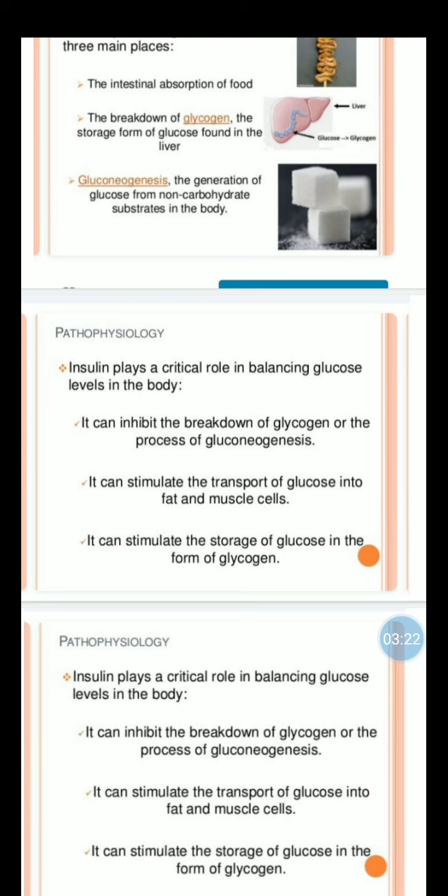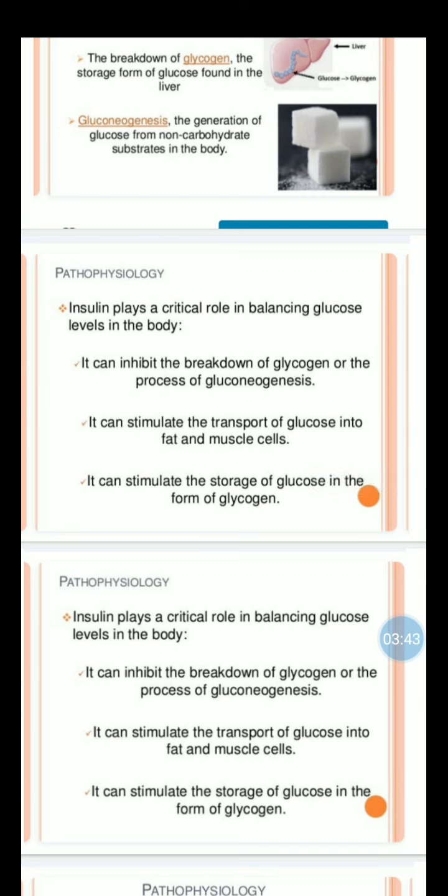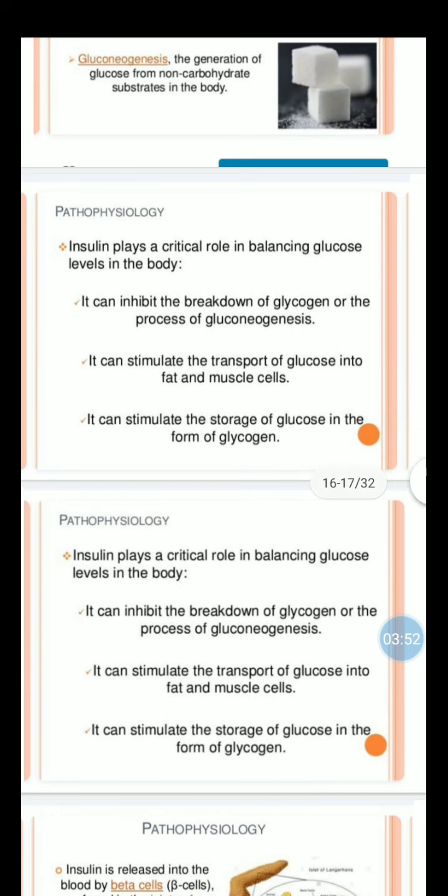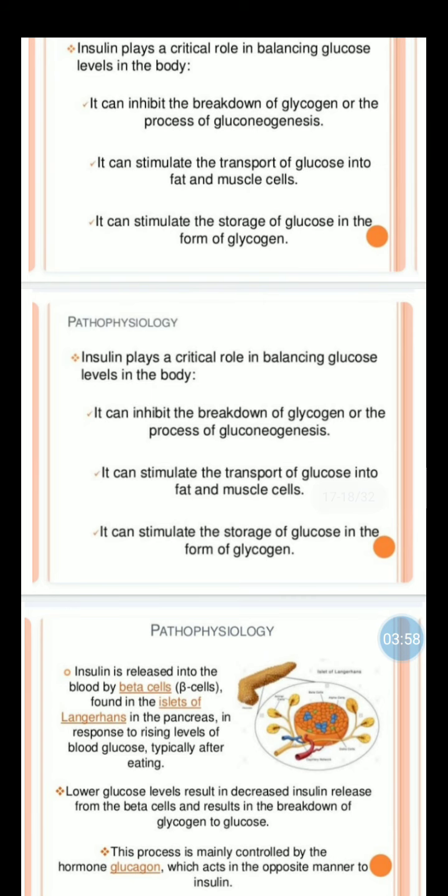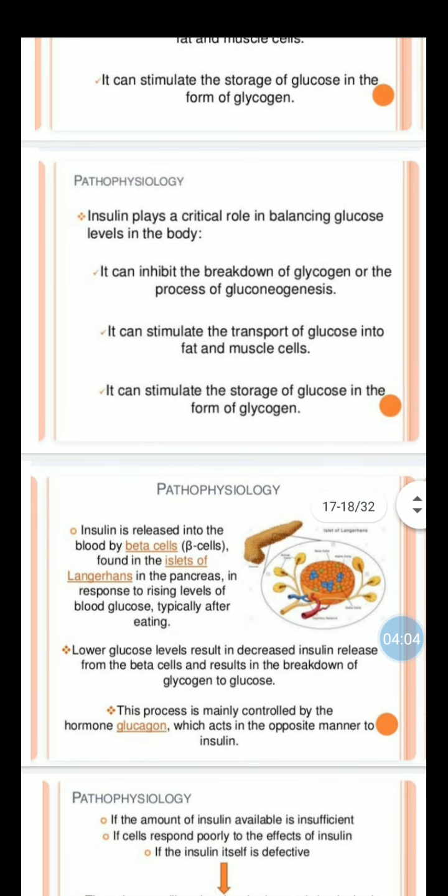It means insulin can inhibit the breakdown of glycogen or the process of gluconeogenesis. What is glycogen? It is a storage form of glucose, found in the liver. Next, it can stimulate the transport of glucose into fat and muscle cells. Then, it can stimulate the storage of glucose in the form of glycogen. These are a few roles of insulin.